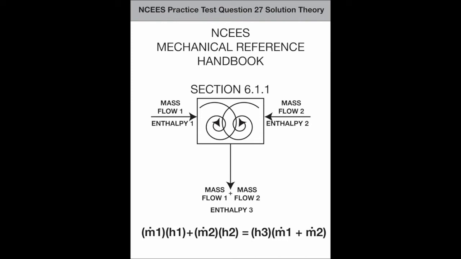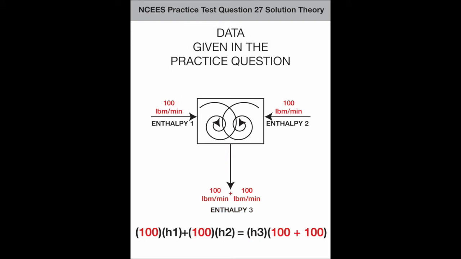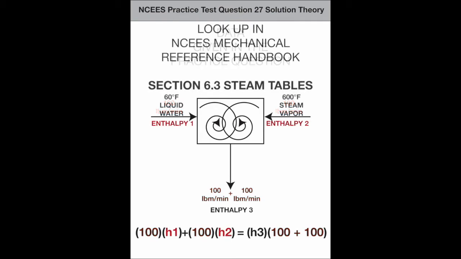Here is a simple energy-mass balance equation that we will use. Mass flow 1 times enthalpy 1 plus mass flow 2 times enthalpy 2 equals enthalpy 3 times the sum of mass flow 1 and mass flow 2. The question gives you the mass flow rates for all three streams, but the enthalpies must be determined. This can be done by looking them up in the appropriate tables in the NCEES Mechanical Reference Handbook, Section 6.3, Steam Tables.